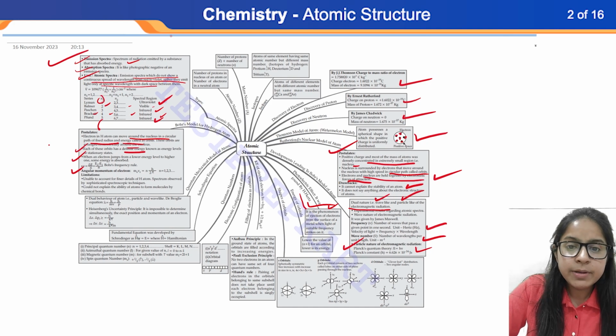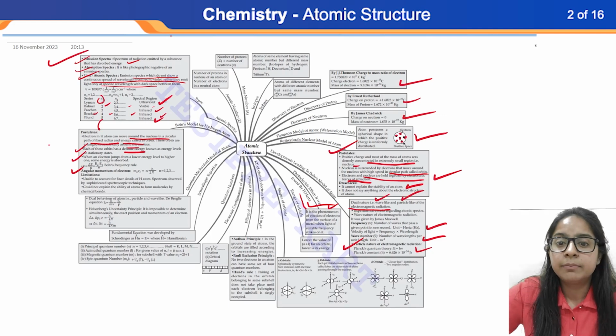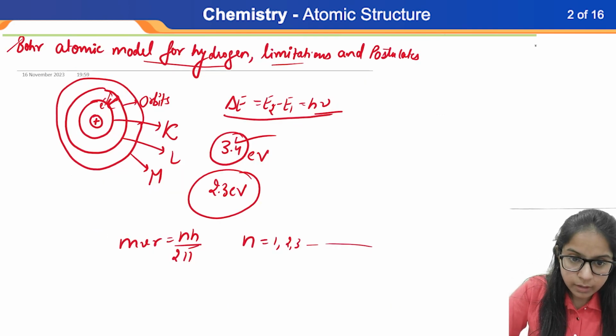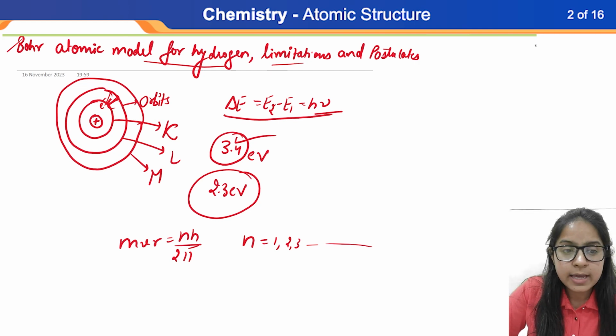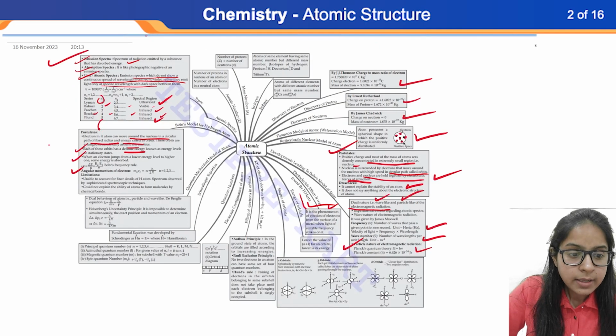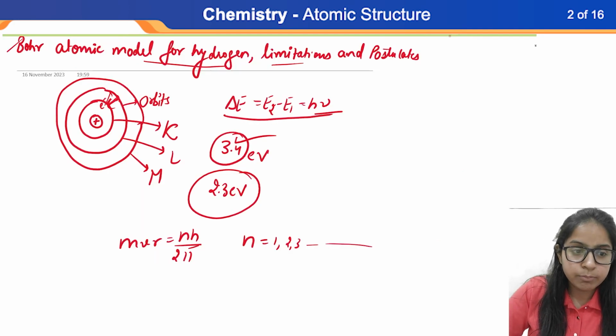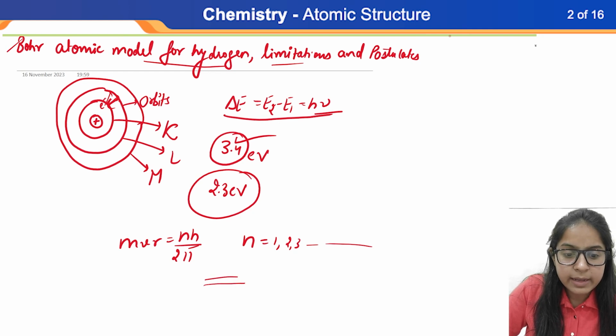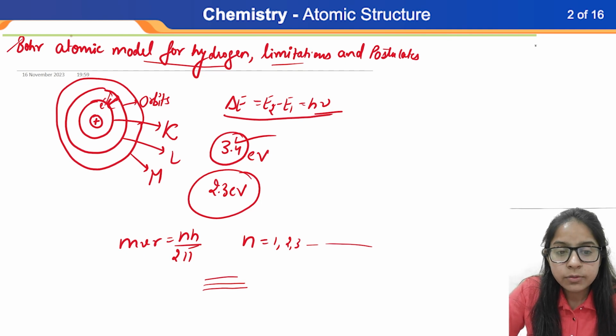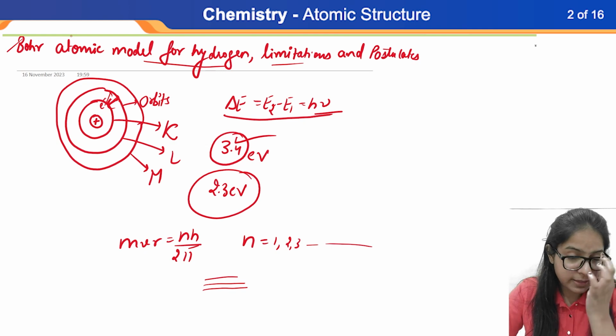Now, the limitations of the Bohr atomic model. We said the orbits are present at fixed distances and fixed energies, but the problem is that when we get the hydrogen spectra, we also get some fine lines. Bohr cannot explain why these fine lines are there, if electrons move according to the energy difference.